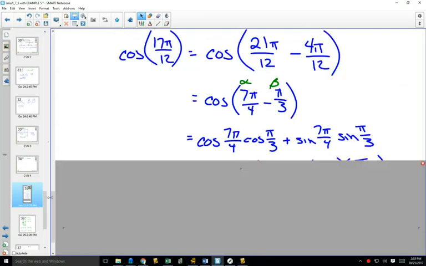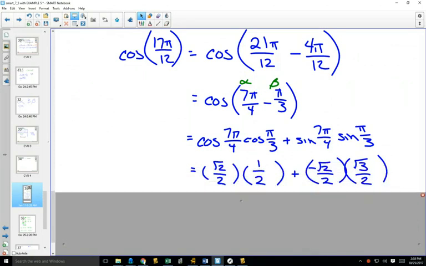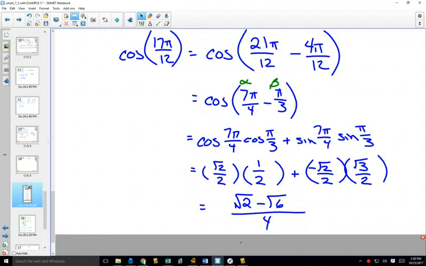You go to your unit circle, figure out all of those values, make sure you check what quadrants there are, and make sure you get the positive and negatives correct. And once again, you get a root 2, a root 6, and a 4, but this time there's a minus sign in between.